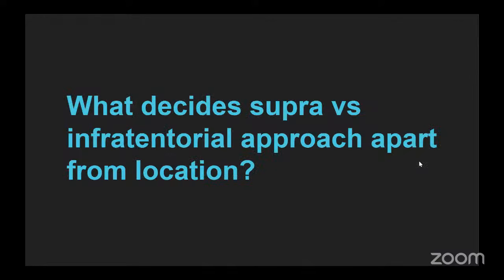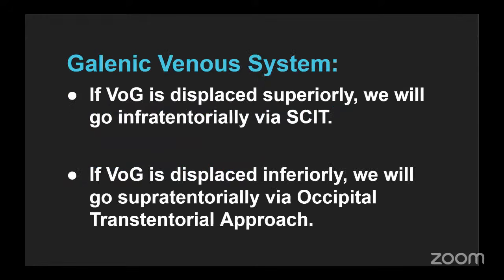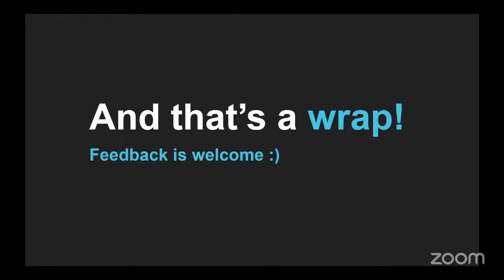What decides supra versus infratentorial approach apart from the location? That is the Galenic venous system. If the vein of Galen is displaced superiorly, we will go infratentorially via supracerebellar infratentorial approach. If the vein of Galen is displaced inferiorly, we will go supratentorially via occipital transtentorial approach.